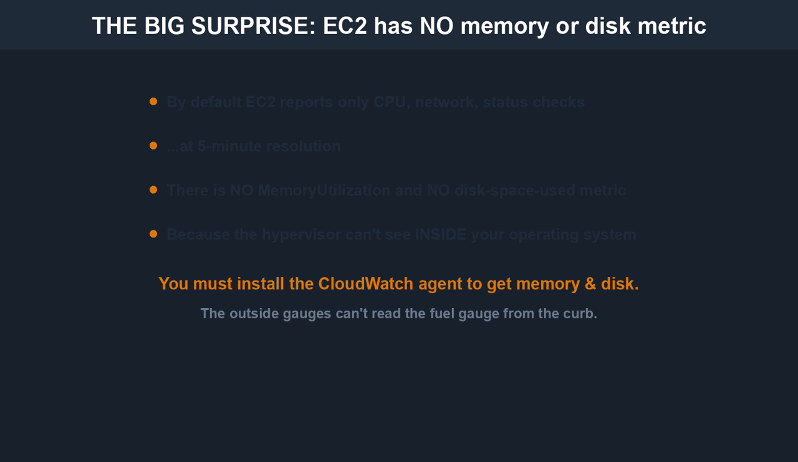Why? Because AWS watches your instance from the outside, at the hypervisor level, and it simply cannot see inside your operating system. The outside gauges can't read the fuel gauge from the curb. So how do you get memory and disk? That's the next piece.